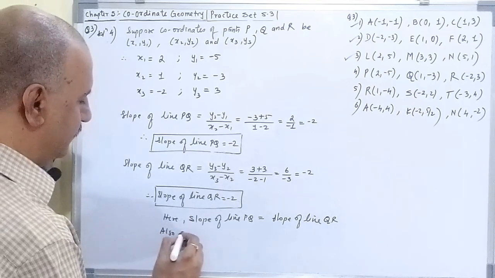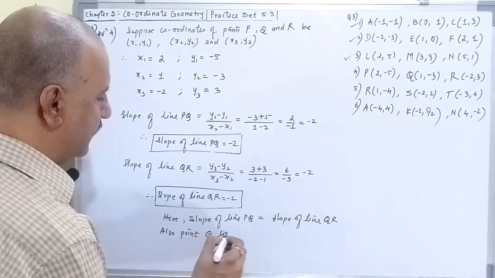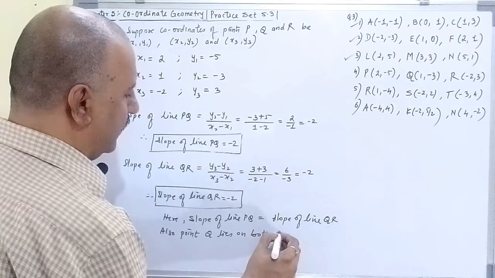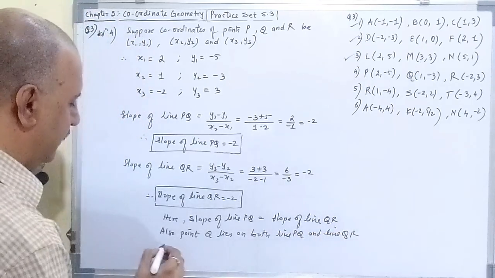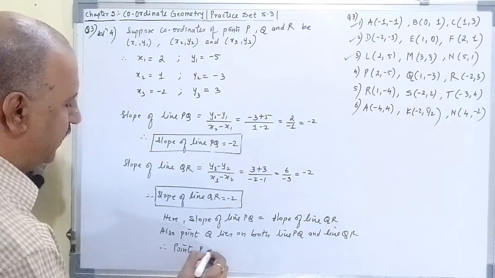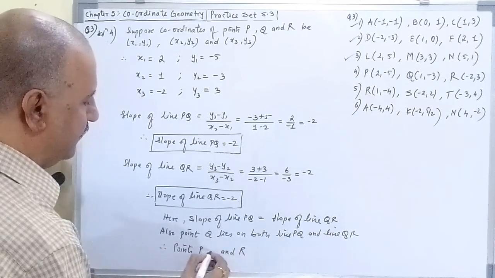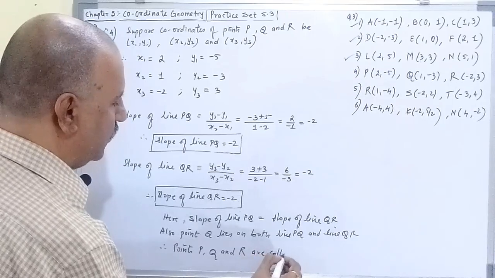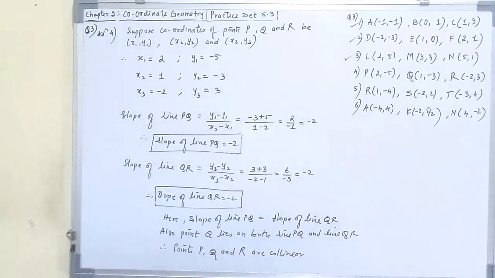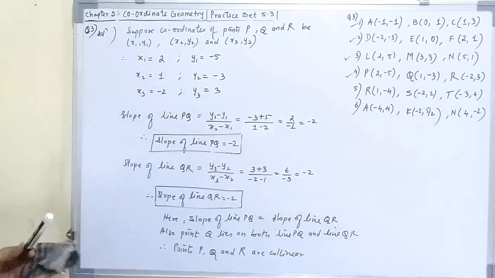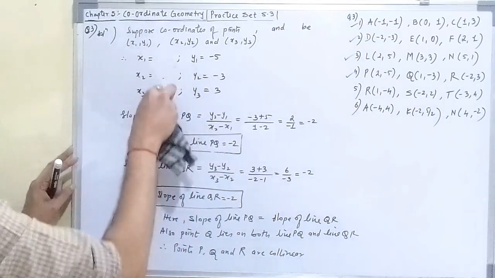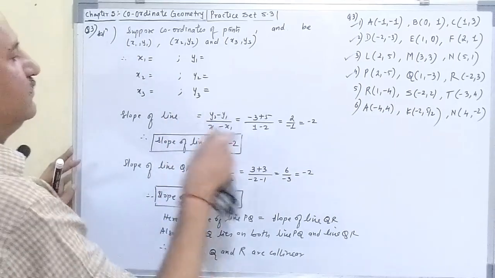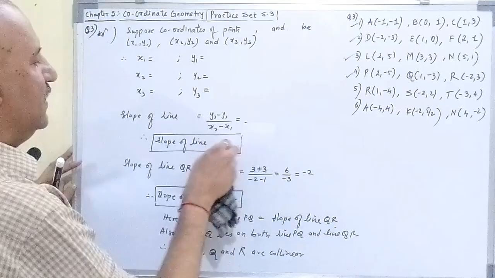Also point Q lies on both line PQ and line QR. Therefore, points P, Q and R are collinear. The fourth is done. Now let's go to the fifth. Fifth is RST. It is a very easy question.